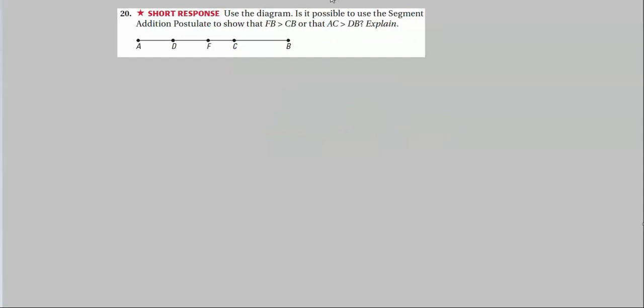Okay, here's an interesting question. According to this diagram here, is it possible to use the segment addition postulate to show that FB is greater than CB? Well, let's start with that one. Let's see here, what is FB? We can see this goes from here to here. Is it possible to show that that's greater than CB? Well, I would say it is. And I would say it this way. The segment addition postulate says that FB equals FC plus CB.